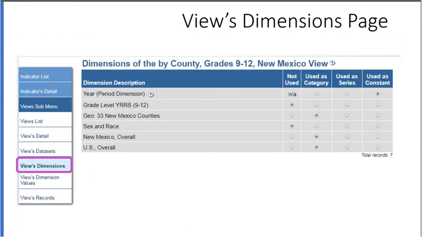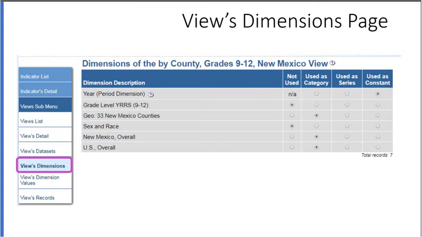So if I go to the views dimensions page, you can see some of the new vocabulary that we need. We need period dimension here. We need to know what that is, and period dimension values, category dimension and category dimension values, series dimension and series dimension values, and the constant dimension.